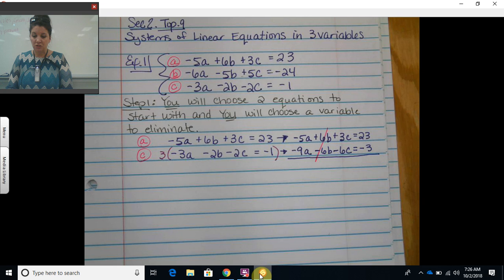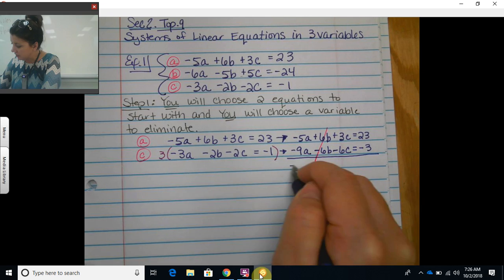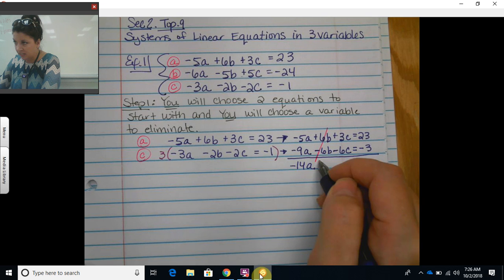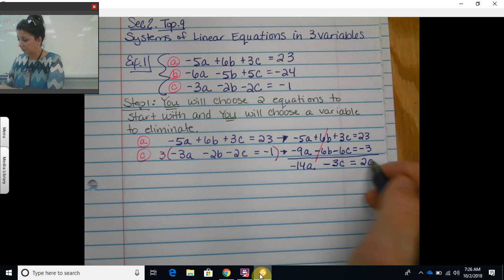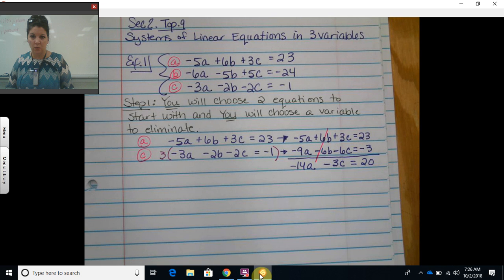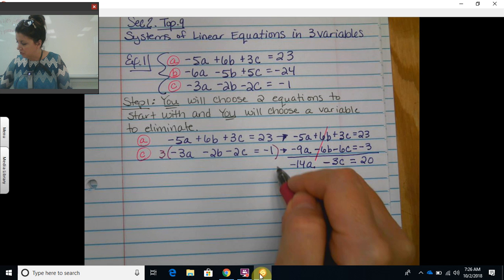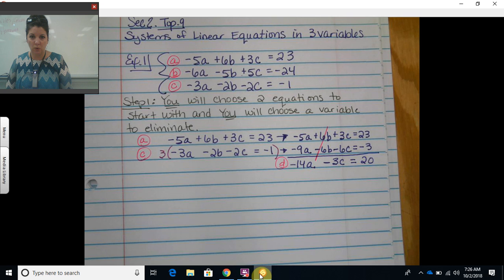So now combine like terms, pay attention to the sign. -5a and -9a make -14a. The b's eliminated, I don't need to write plus 0. 3c minus 6c is -3c equals 23 minus 3 is +20. So I've created a new equation. I can't solve for a or c. Well, I can, but I won't get a number. I'll have a variable on the other side. So I'm going to now call this equation D. And I'll come back to equation D in a little bit, okay?